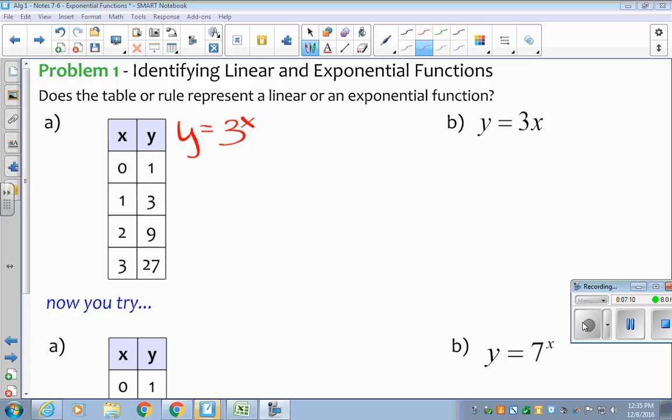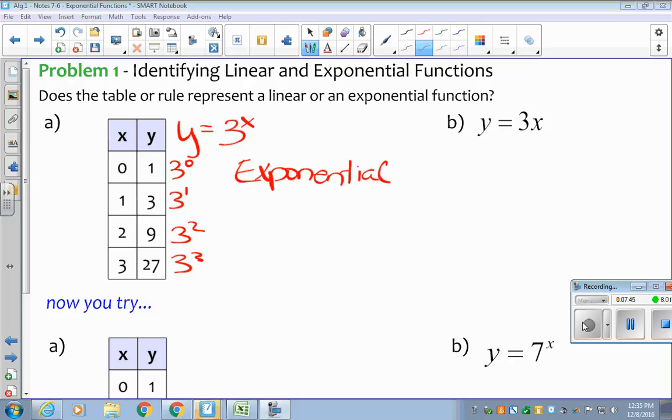Because if I plug in 0 for x, 3 to the 0 is 1. If I plug in 1 for x, 3 to the 1 is 3. 3 squared is 9. And 3 to the third is 27. So this is definitely exponential. So you guys have to find the pattern. It's hard. Okay, y equals 3x.